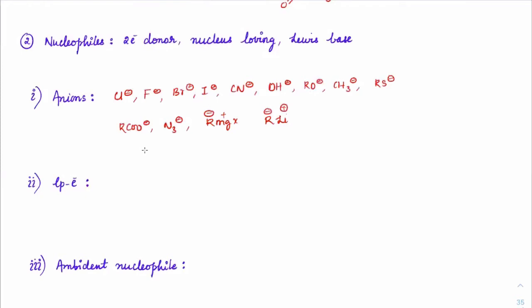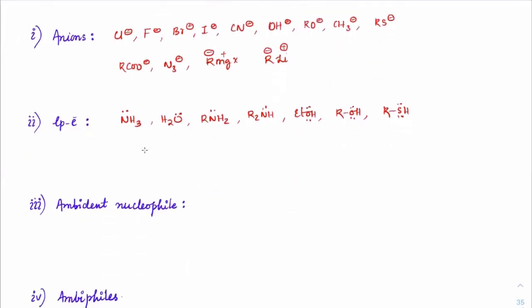These are all nucleophiles. There are certain nucleophiles which are neutral but have lone pairs on them, like ammonia, which is neutral with a lone pair. Water, neutral with a lone pair. And amines, RNH2, neutral with a lone pair. Primary amines, secondary amines, tertiary amines, all of them will act. Ethanol, or any form of alcohols, they will have lone pairs. Thiols, RSH, they will have lone pairs on them. So they will also act like nucleophiles because they have lone pairs present on them.